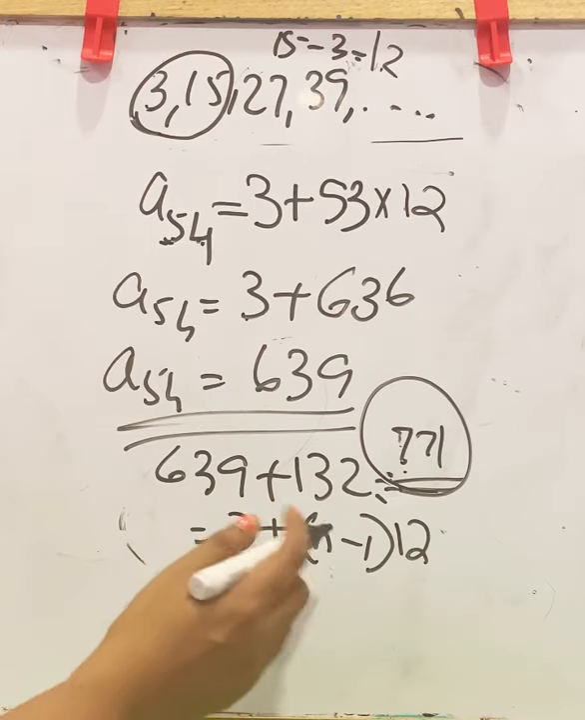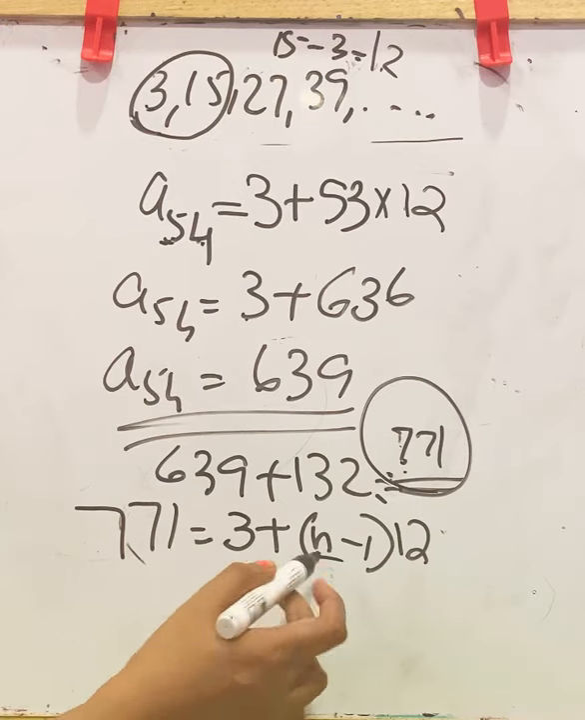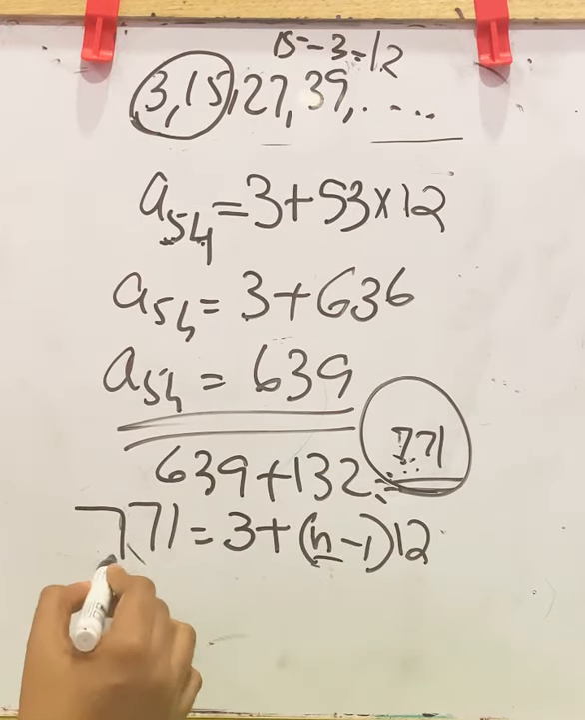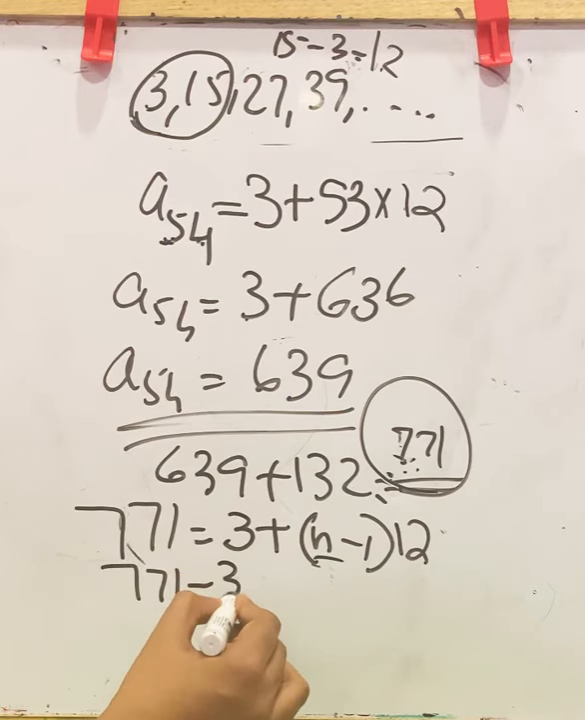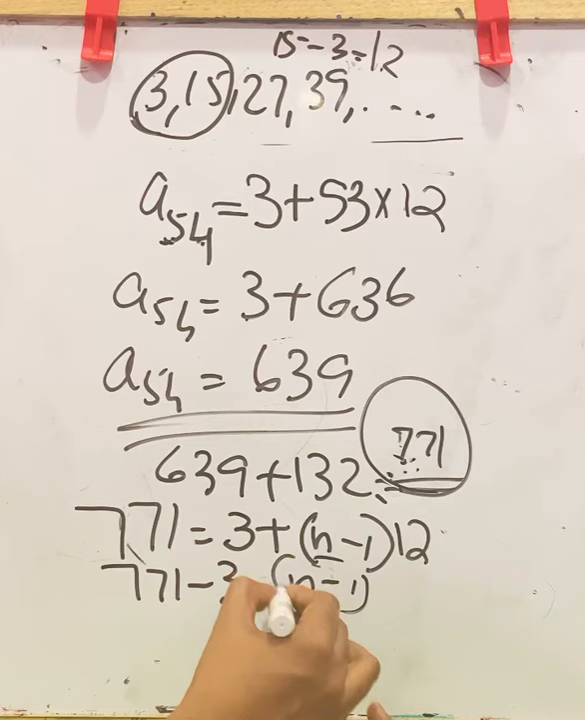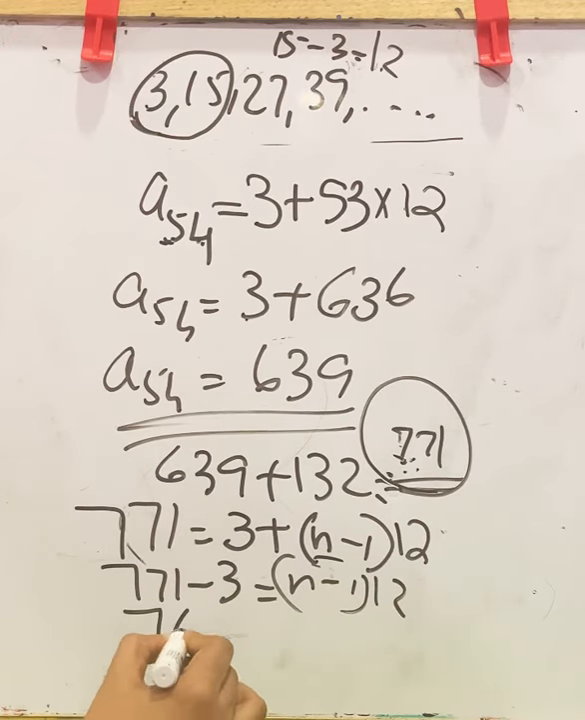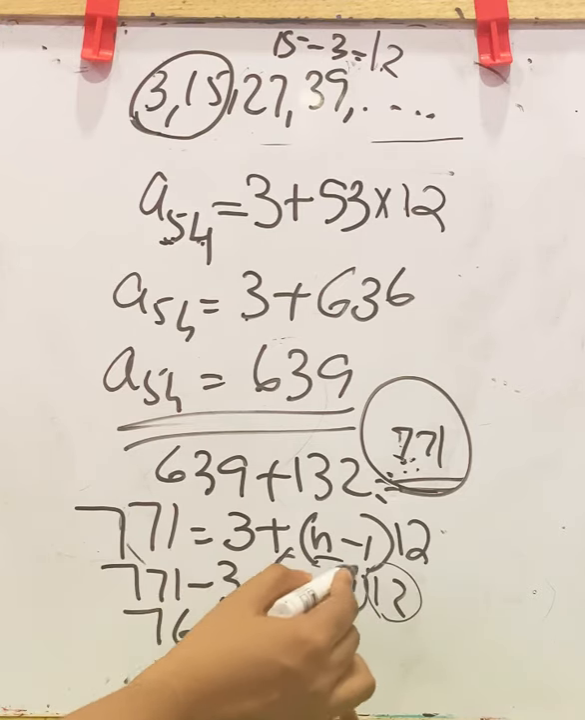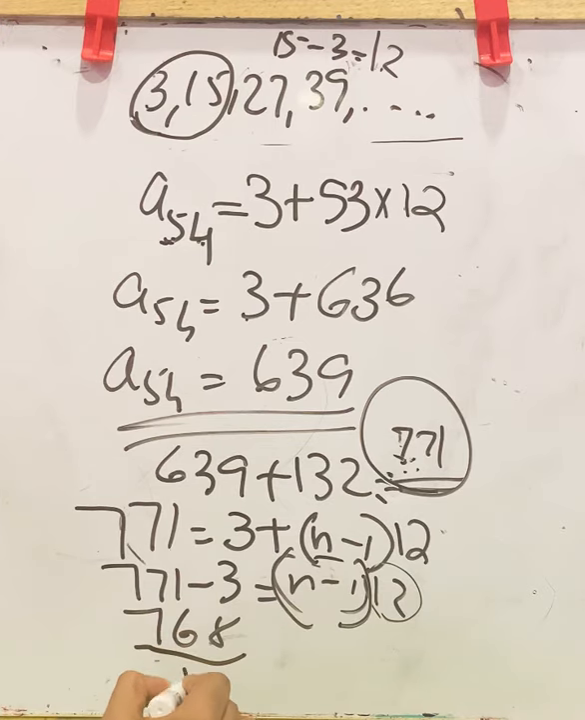But we don't know the correct position. So here we will write 771. We have to find N, that is the position of this term. So 771 minus 3, taking this 3 to the side. 771 minus 3 equals (N minus 1) into 12. 771 minus 3 is 768. Now take this 12 to the other side. 12 is outside the bracket, so you can take it to the side. It goes to the denominator, equals N minus 1.